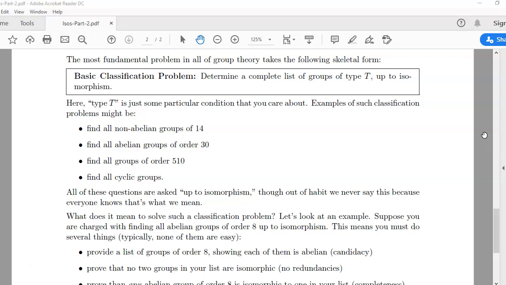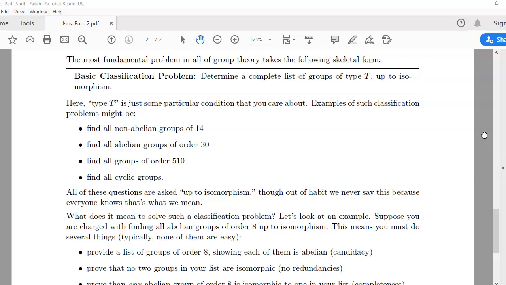It cuts out the fat that doesn't matter, like are my elements called E, A, B, C, or are they called something else, right? Y, 6, B, coffee cup. It doesn't matter, right? If they have the same group structure, that's all you care about. And so the most fundamental sort of problem in all of group theory is a sort of classification problem.